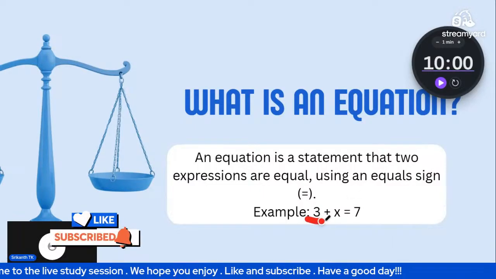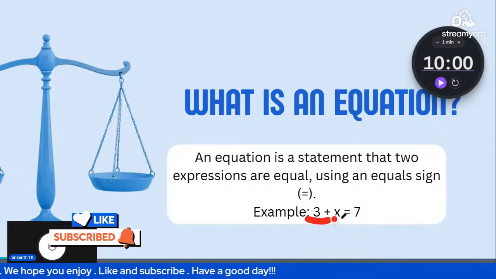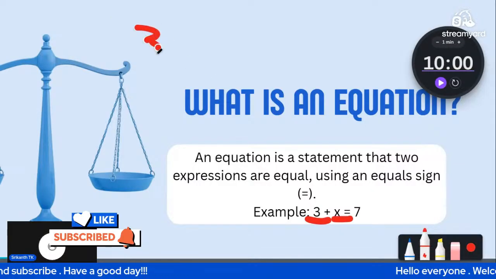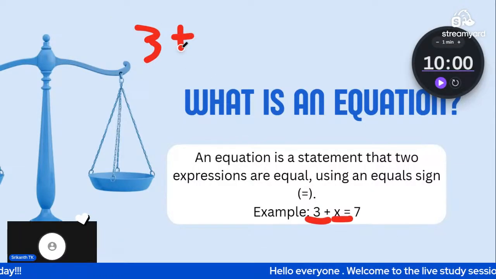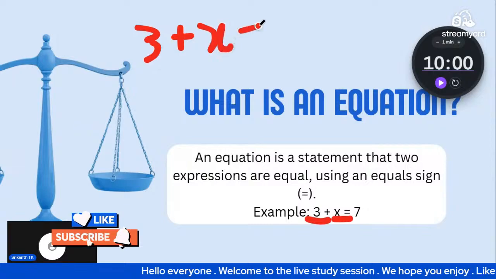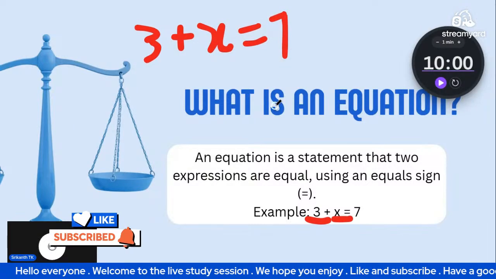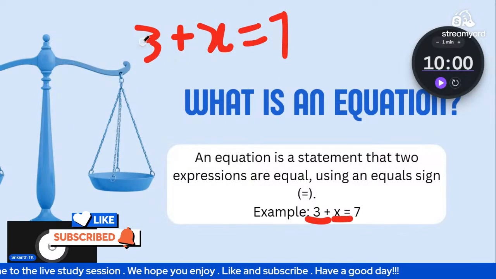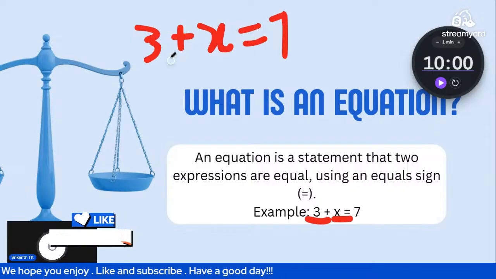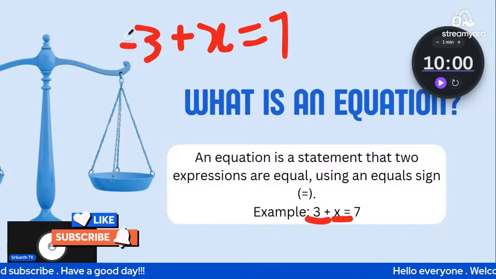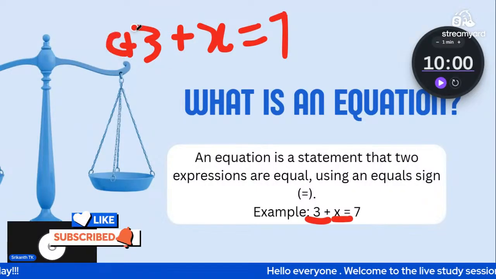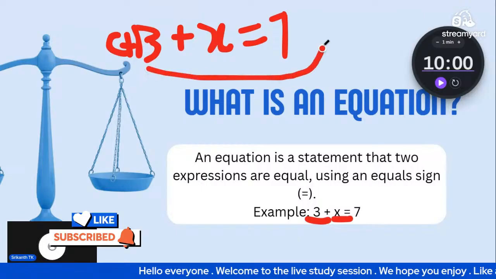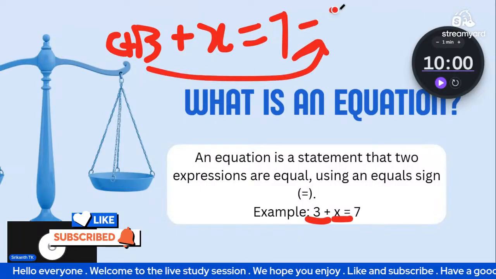So first we have 3, then we have x. So it's 3 plus x, which is equal to 7, right? So how do you solve this? There's a plus symbol behind the 3. It's already positive. When it goes to the other side, it becomes minus.